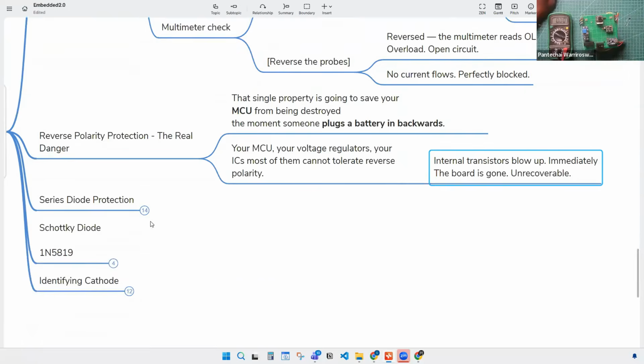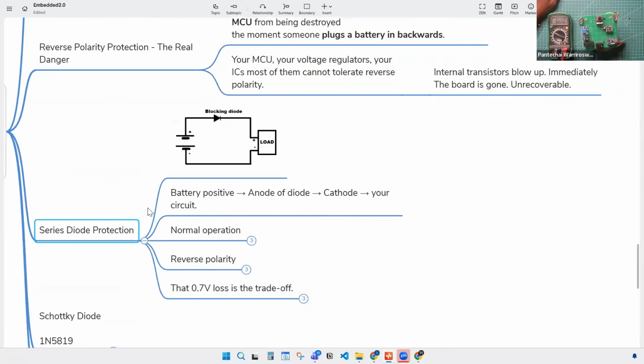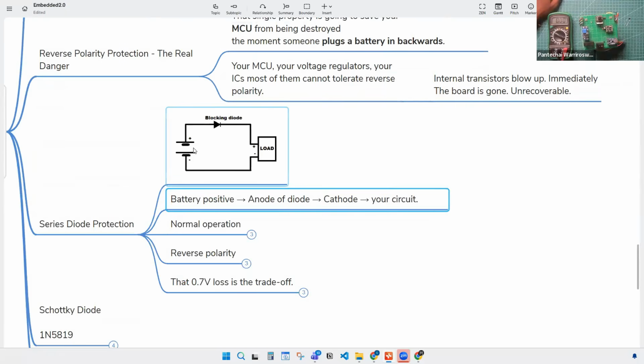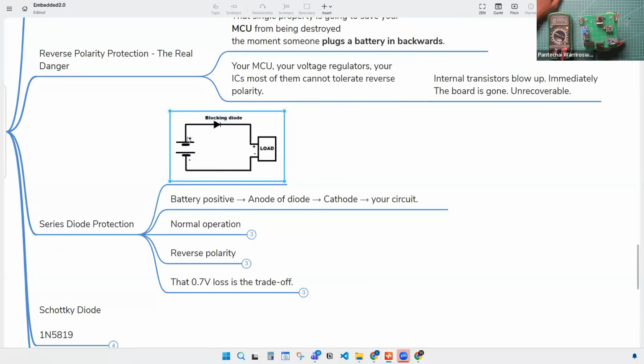So that's why that diode is very, very essential. How can it be connected? This is the circuit, you can see the battery positive goes to the anode, then the cathode, and to the load. So even though reverse polarity is given here or something happened, it is not going to make the electricity flow in the reverse direction.